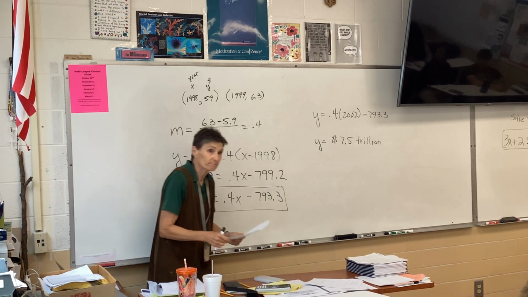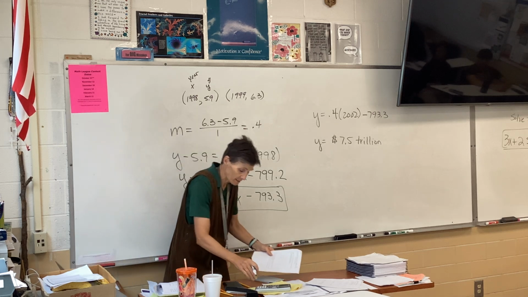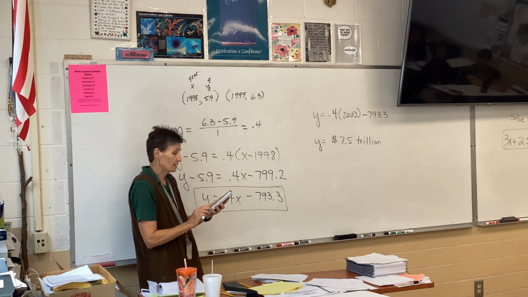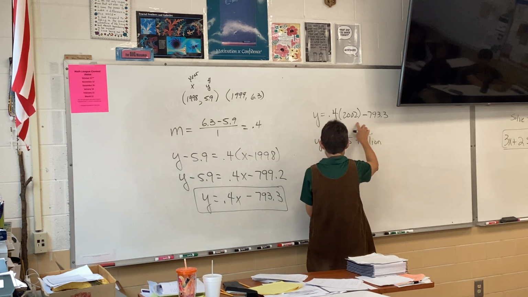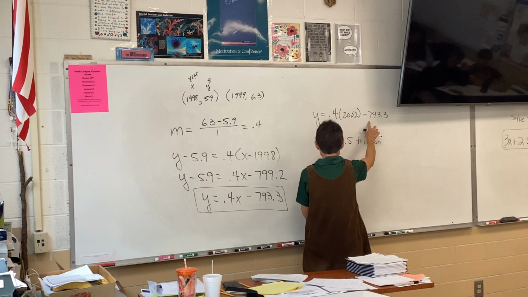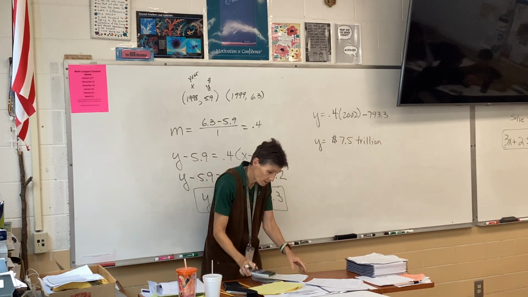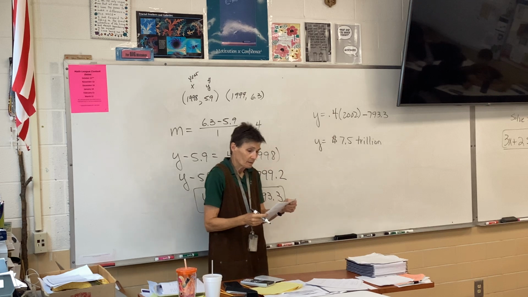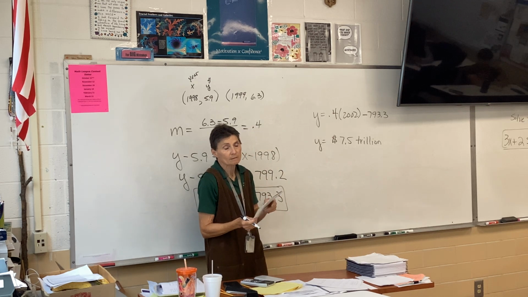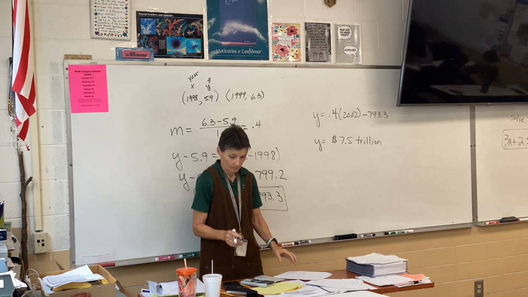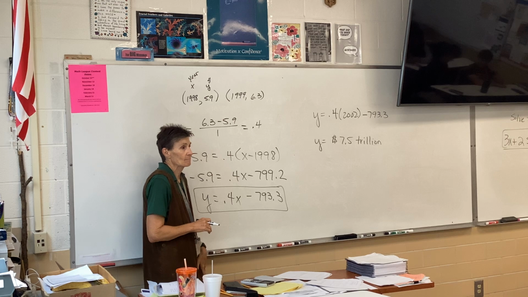Wait, Mrs. Ford, how did you get 7.5 trillion? I typed it on my calculator, but I could have done it wrong. I did this right here. And when I typed that in, I got 7.5. Oh, and then you just added the trillion? Did you read the question there? It's trillions. The y values are in trillions. Ah, I didn't see that.